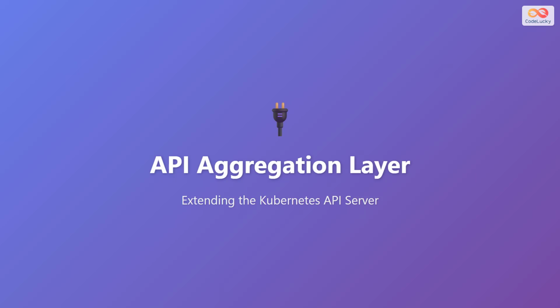Welcome to this advanced Kubernetes tutorial on the API Aggregation Layer. In this video, we'll explore how to extend the Kubernetes API server beyond its core functionality. The aggregation layer is a powerful mechanism that allows you to add custom API groups and resources to your cluster, giving you full control over how Kubernetes behaves and what capabilities it offers.